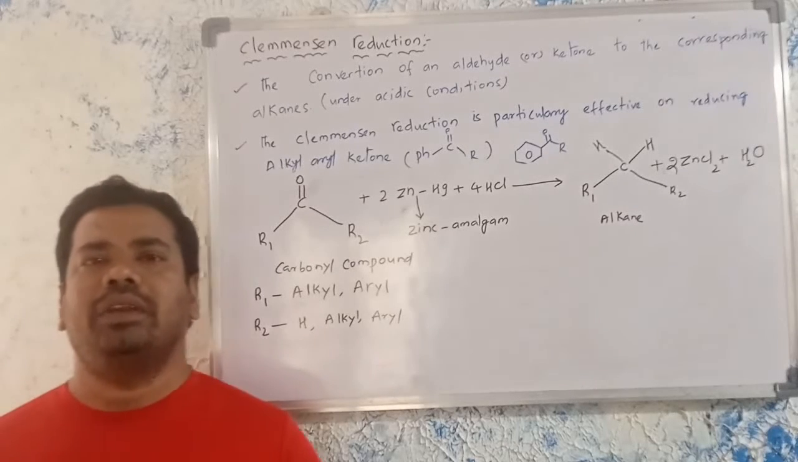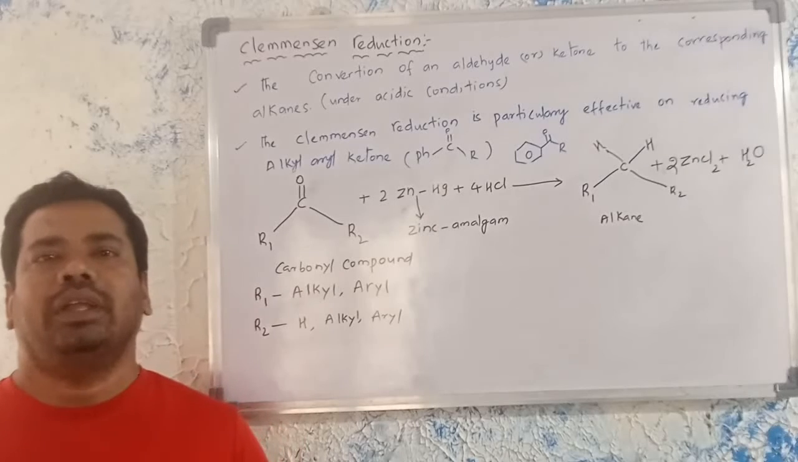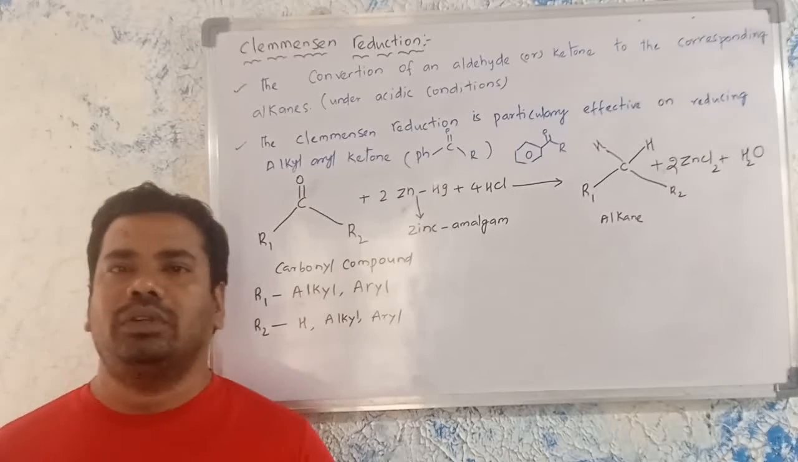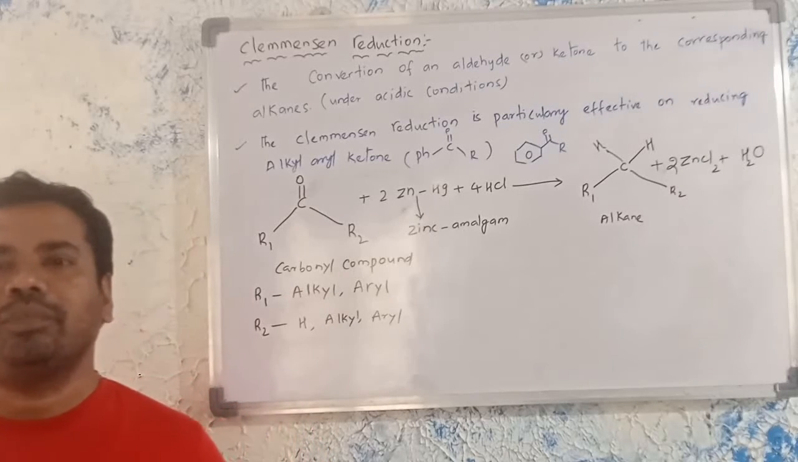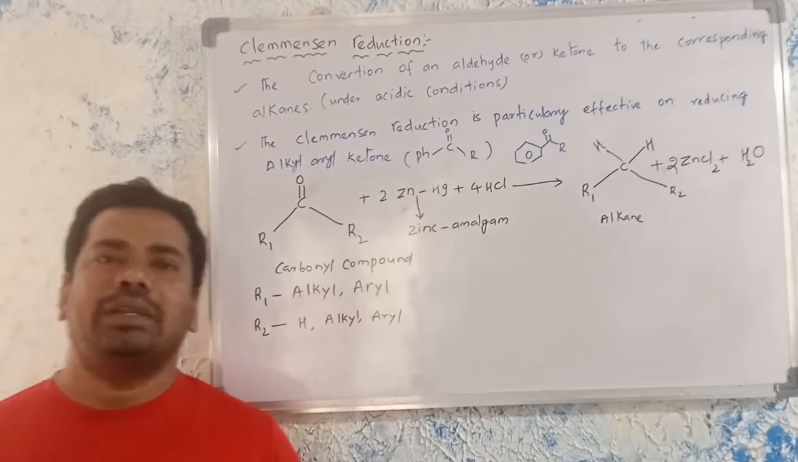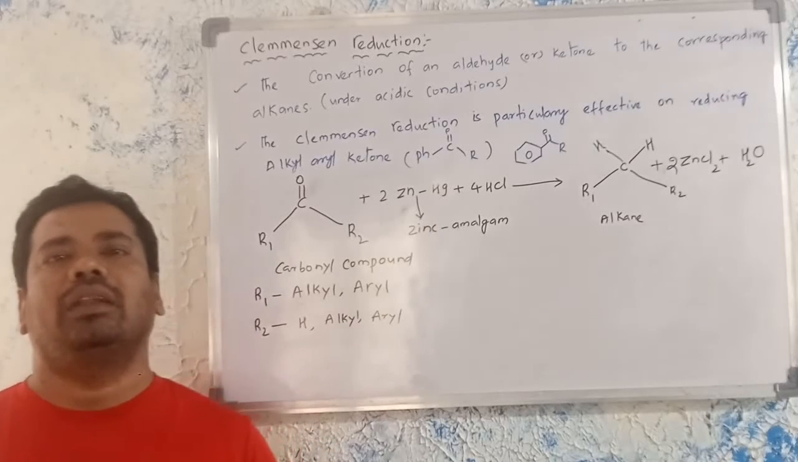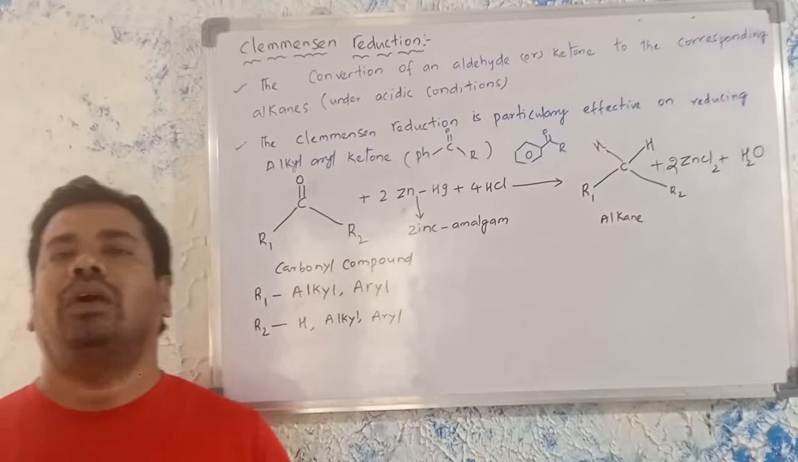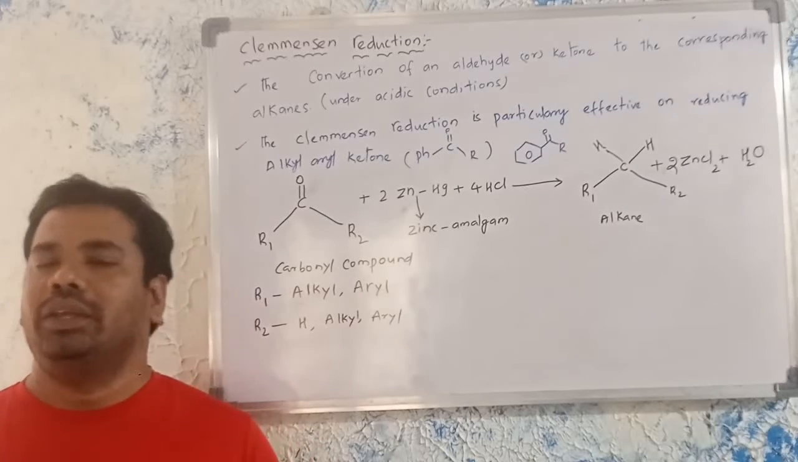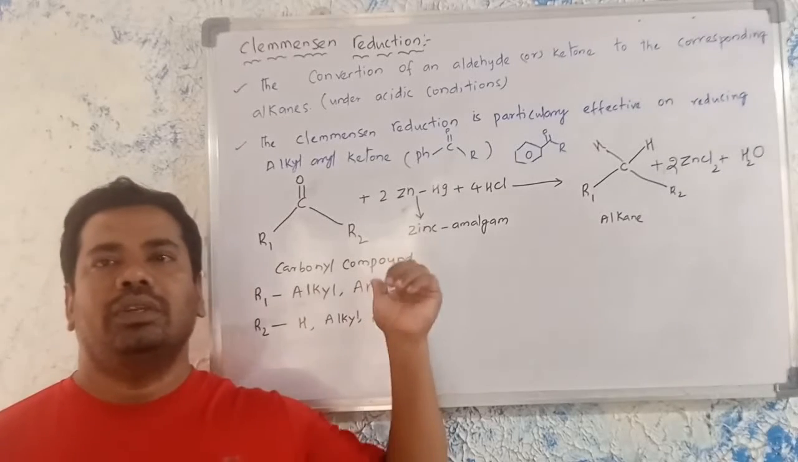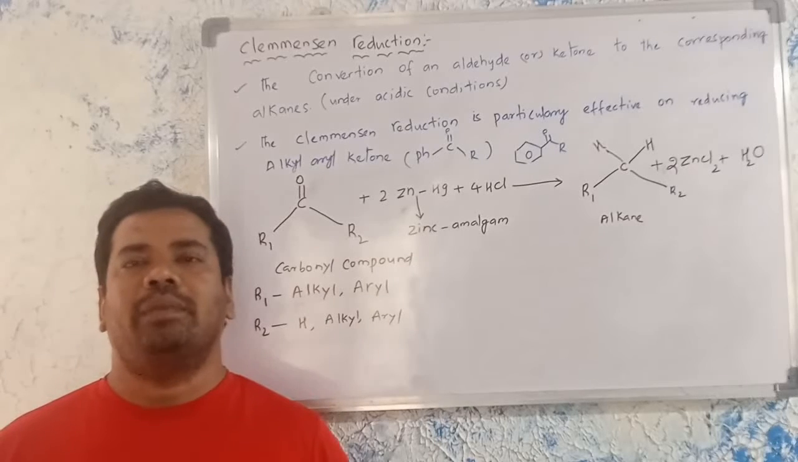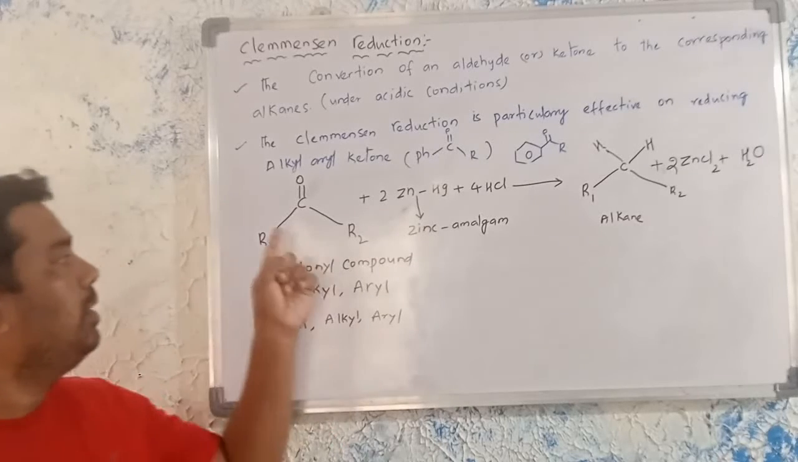In this Clemmensen reduction reaction, the reaction is carried out under acidic conditions. Generally, the Clemmensen reduction is particularly effective on alkyl aryl ketones. So let us see the Clemmensen reduction reaction here.